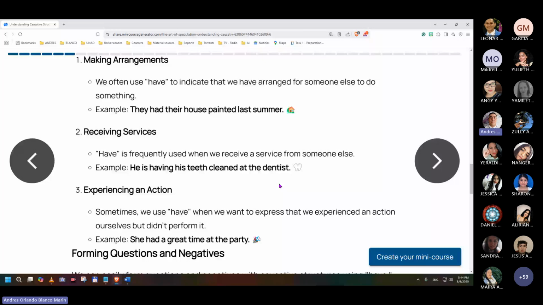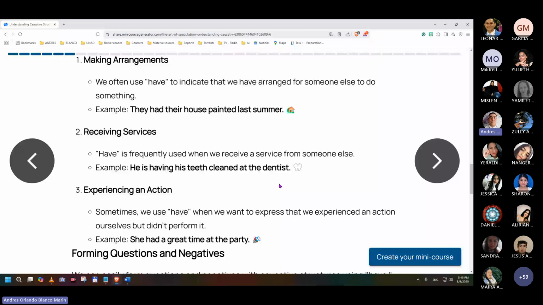What is the object? Teeth. His teeth. Who is cleaning the teeth? The dentist. And who is paying? He, a man. Who is receiving the service? He, a man.